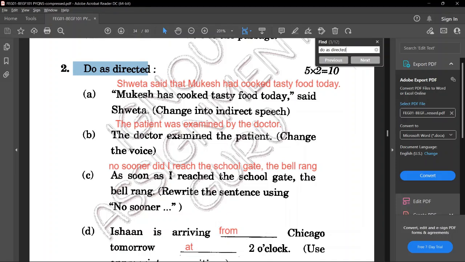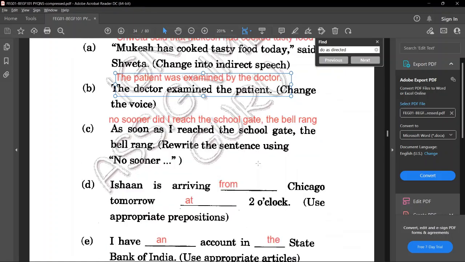So next, question C. As soon as I reached the school gate, the bell rang. They're asking us to rewrite the sentence using the words no sooner. This is kind of hard because it requires some basic knowledge of complex sentences. So this will be: no sooner did I reach the school gate than the bell rang. These sorts of sentences will only come to you when you look at more examples. So let's go to the next question.